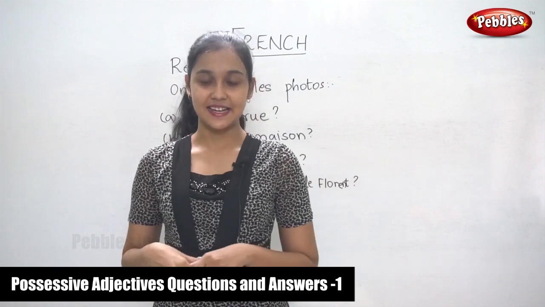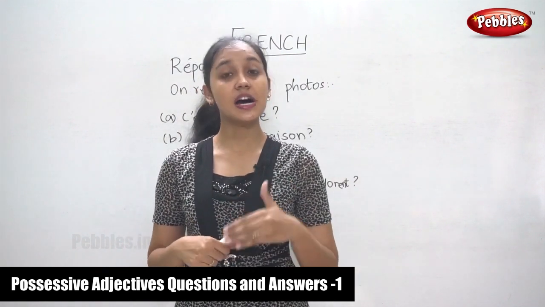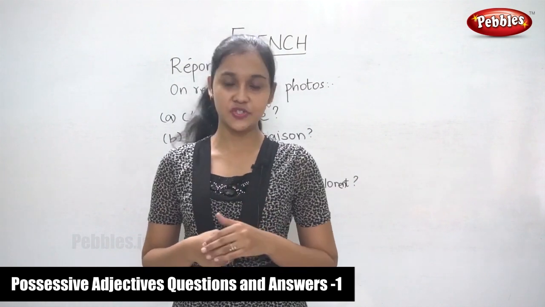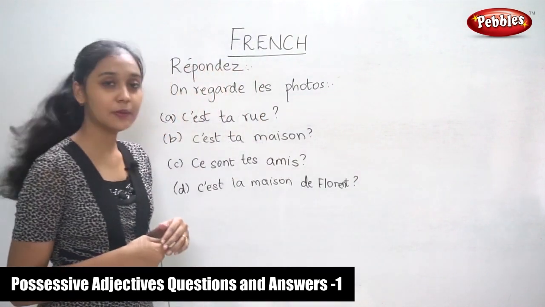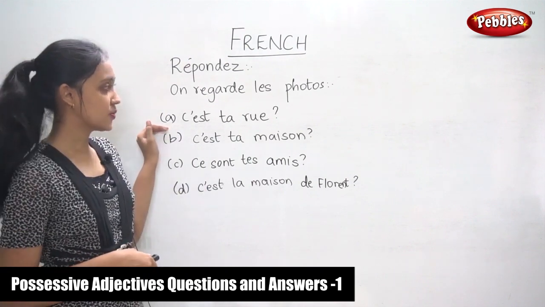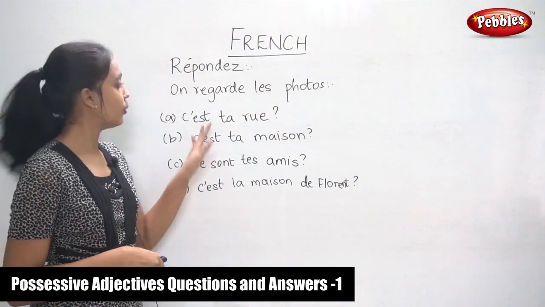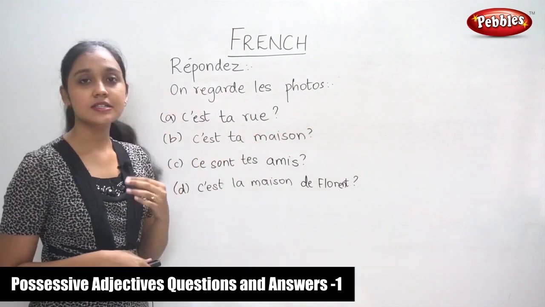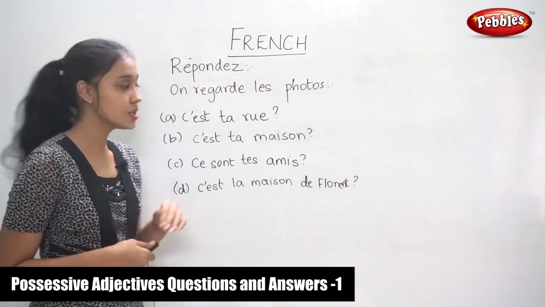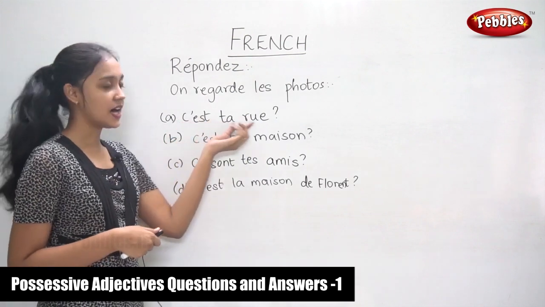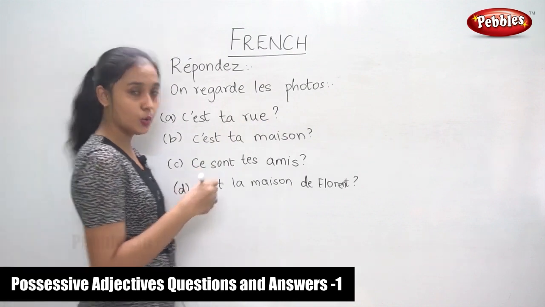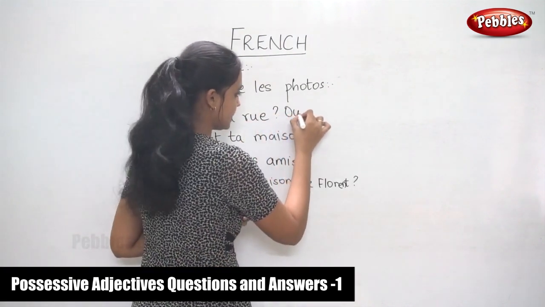In the next exercise, we are going to learn to answer some questions using the possessive adjective which we just learned. So, shall we begin? The first question. This is a situation where on regarde les photos. One is looking at the photos. So, c'est ta rue. It is your street. We are going to answer yes.